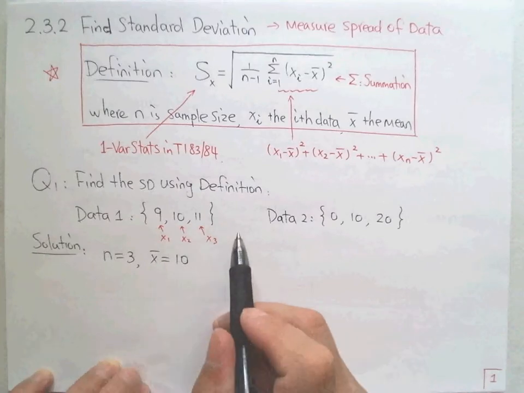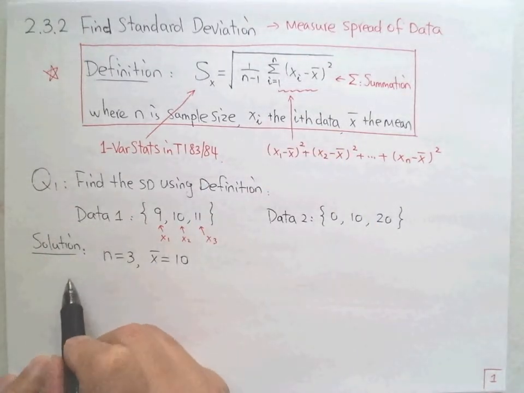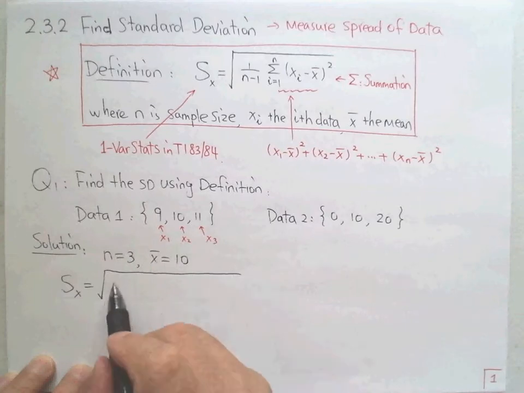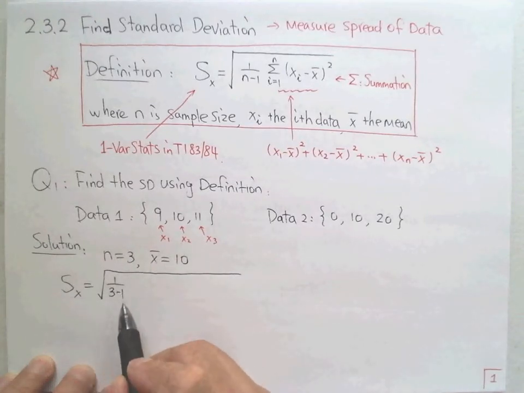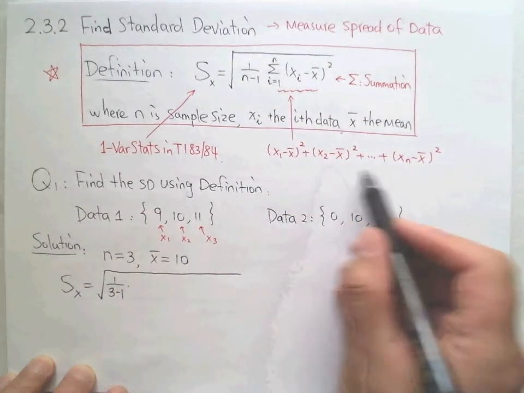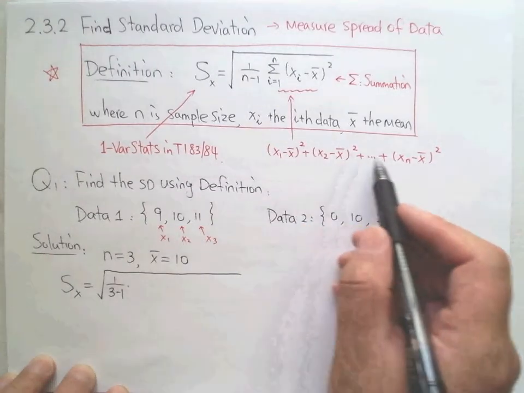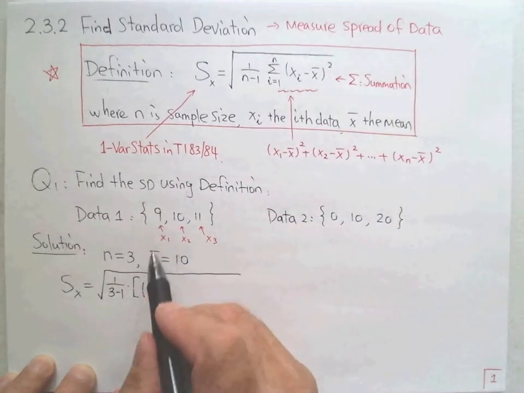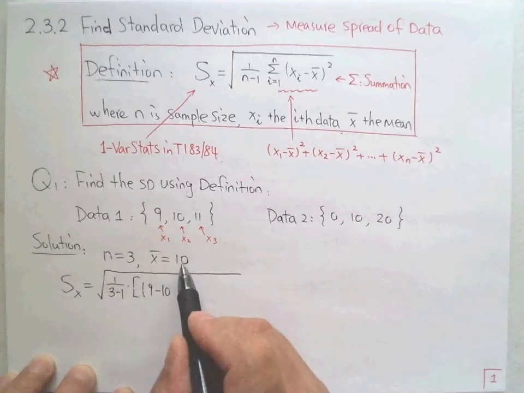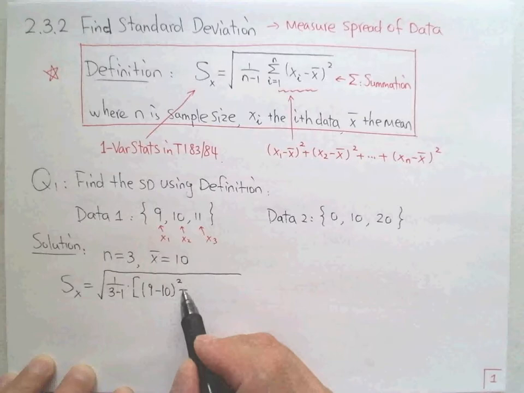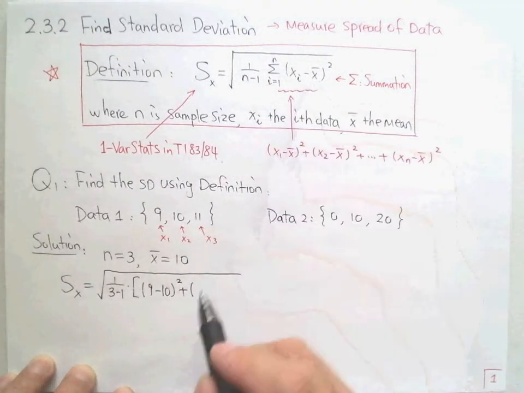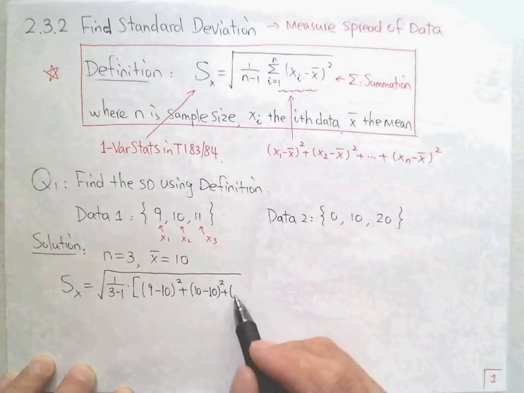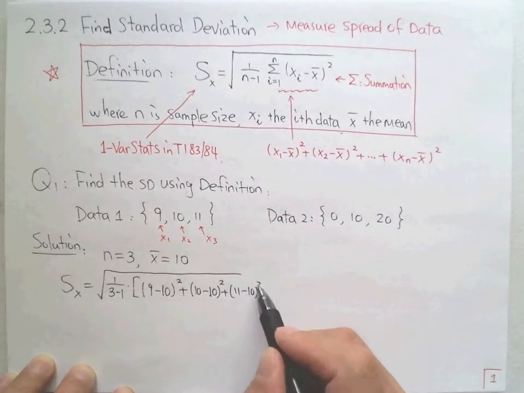Then I follow the standard deviation formula: the square root, very long, of 1 over n minus 1, which is 3 minus 1, times the sum. Because we only have 3 terms, I will directly write the 3 terms added together. The first term is x1, which is 9, so 9 minus 10, where 10 is the mean, squared, plus the second term, x2 minus x bar, where x2 is 10, minus x bar, also 10, squared, plus the third, x3 minus x bar squared, where x3 is 11 minus x bar 10, squared. So this is the formula.